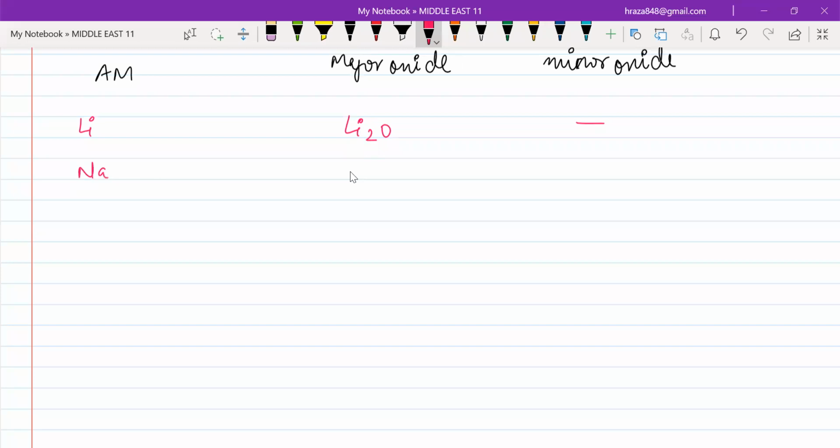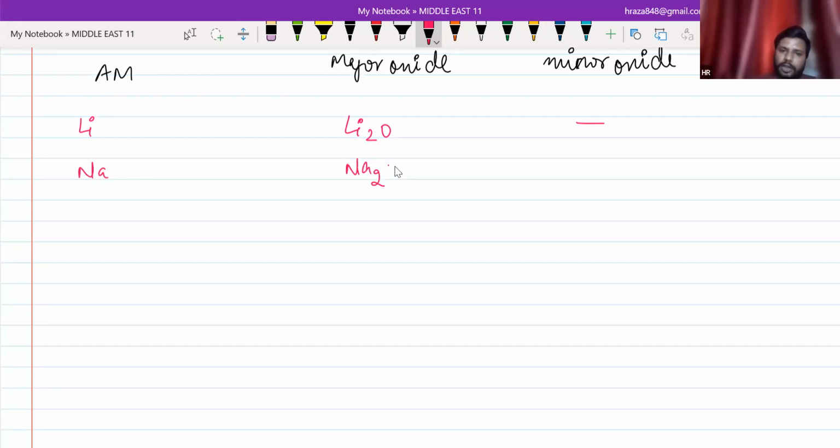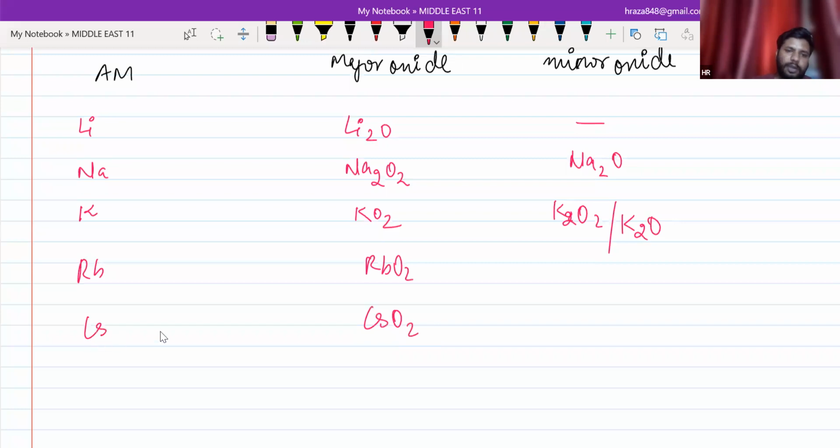Sodium, the major product is peroxide, but it can form oxide also, but it will be minor, lower in amount, because it is less stable as compared to peroxide. Similarly, what about potassium? Potassium forms superoxide as the major product, and potassium also forms K2O2, that means peroxide, as well as oxide, but in minor quantity. Rubidium, RbO2, and cesium, CsO2. These will be in major quantity, and oxides will be in minor quantity.